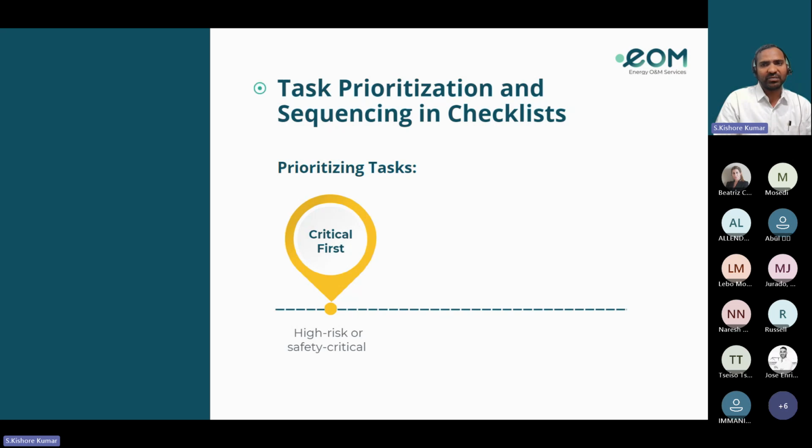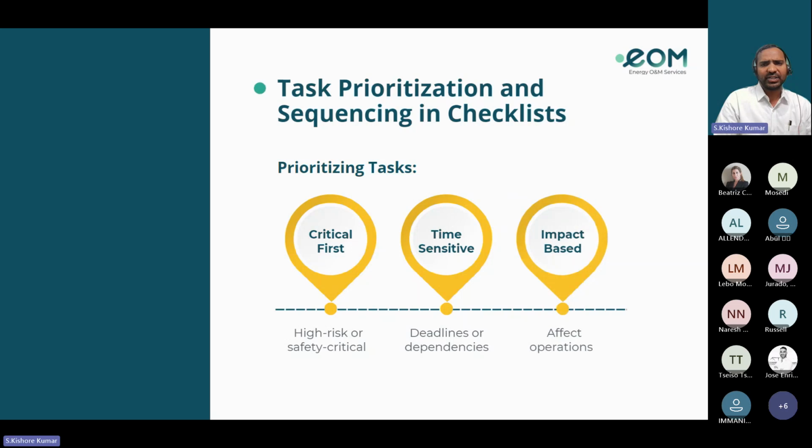Identify high-risk or safety-critical tasks that must be completed first. Time-sensitive: address tasks with deadlines or dependencies. Next is impact-based: prioritize tasks that significantly affect operation if skipped or delayed.